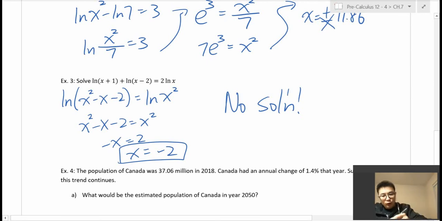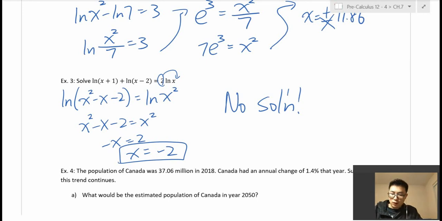And on the other side, you can bring the coefficient to the exponent position. So that becomes ln of x squared. Now, because both sides are just ln of something, you can drop the ln. And then you get x squared minus x minus 2 equal to x squared. You can get rid of the x squared because both sides have x squared, and then you end up with negative x equals 2, which means x is negative 2.